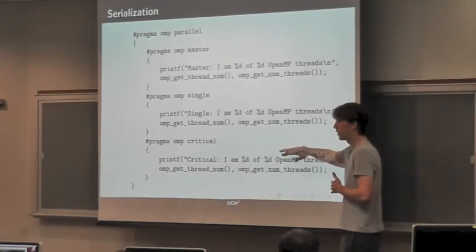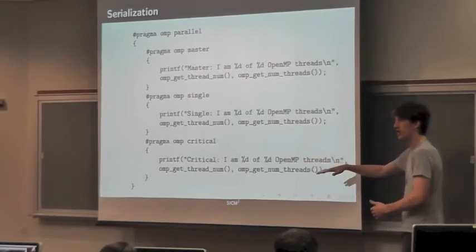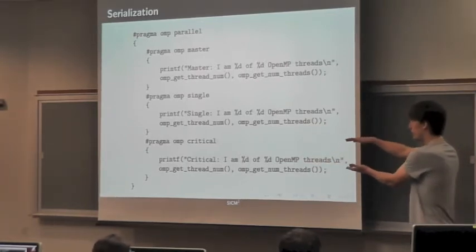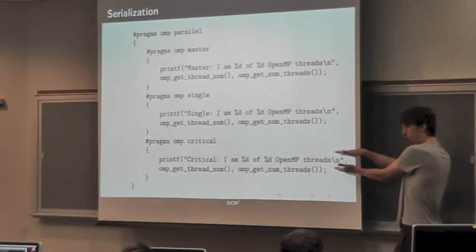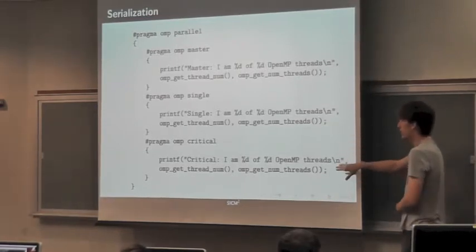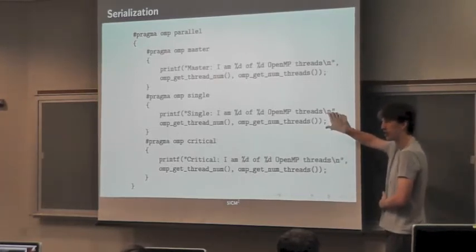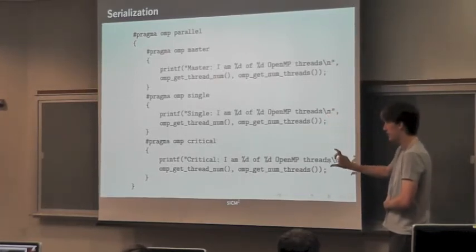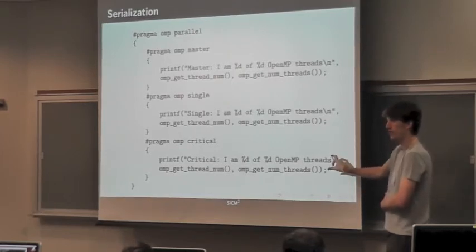And then there's critical. Critical is different than single. Critical says this is a critical section. Do this block non-overlapping with other threads, but all threads do it. So when you run it, you will see the difference. This is a way of saying I need serialized execution among threads so that they don't do something bad.